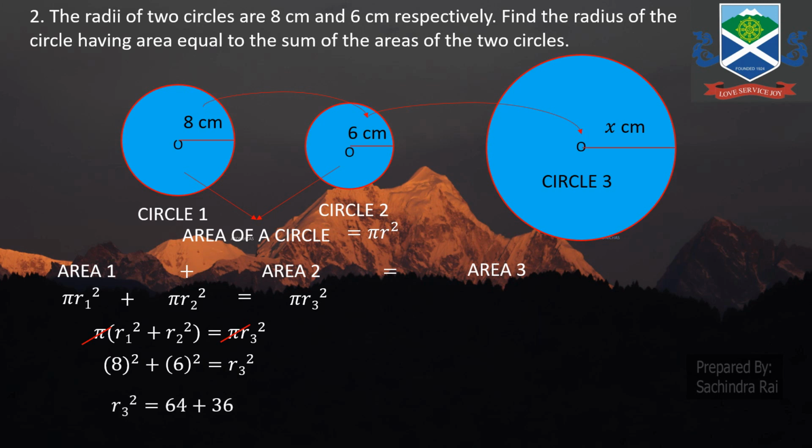We know that 8 square is 64 and 6 square is 36, and 64 plus 36 will give us 100. So the square root of 100 will give us 10 centimeter. So the radius of the third circle is 10 centimeter.